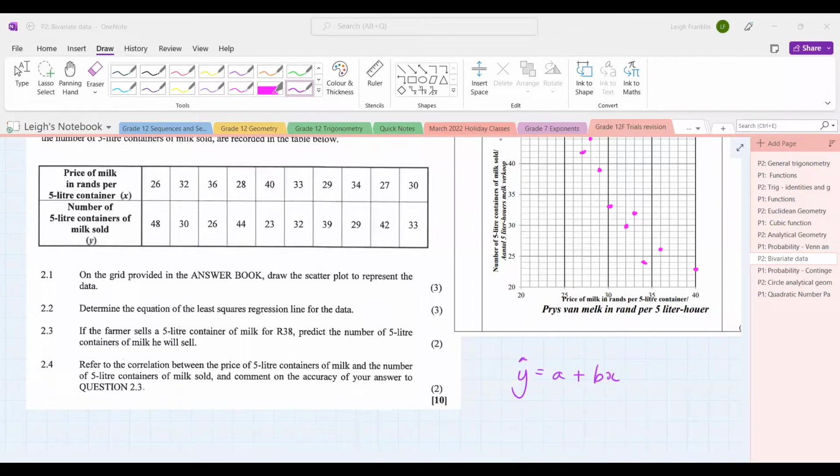So what we're going to do is press 1 and press equals. Tell me what you get for the value of A. Round it to 2 decimal places. What are you getting?